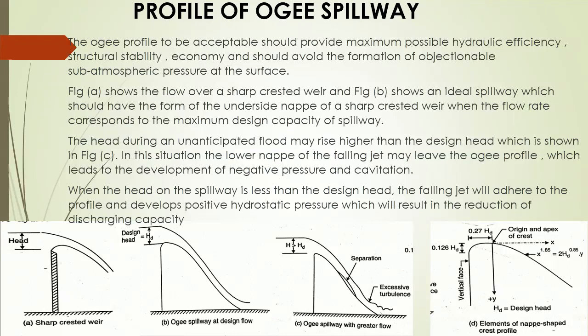When the flow rate corresponds to the maximum design capacity of the spillway, the head during an unanticipated flood may rise higher than the design head, which is shown in Fig C. In this situation the lower nappe of the falling jet may leave the ogee profile, which leads to the development of negative pressure and cavitation. When the head on the spillway is less than the design head, the falling jet will adhere to the profile and develop positive hydrostatic pressure, which will result in the reduction of discharging capacity.